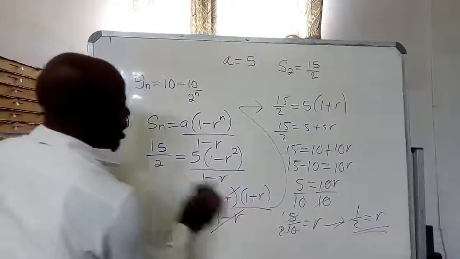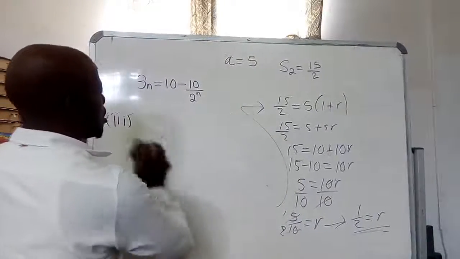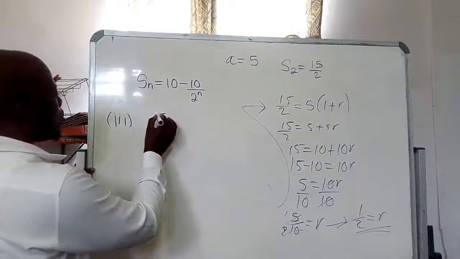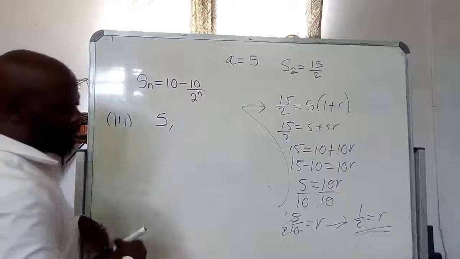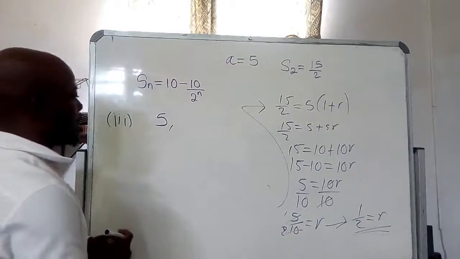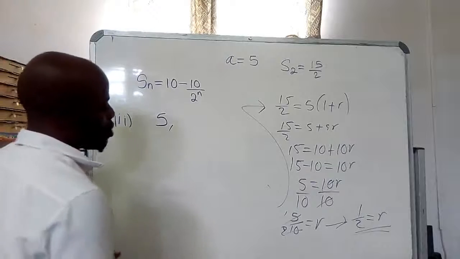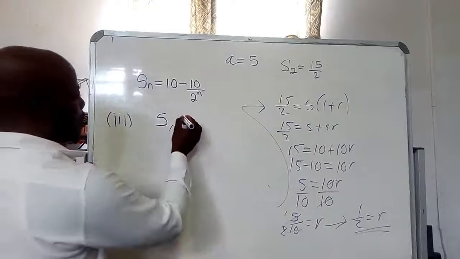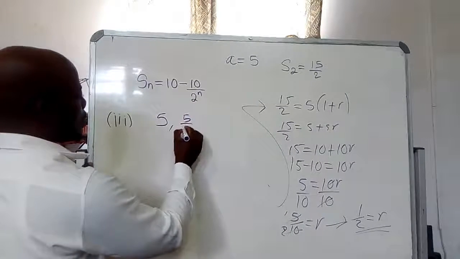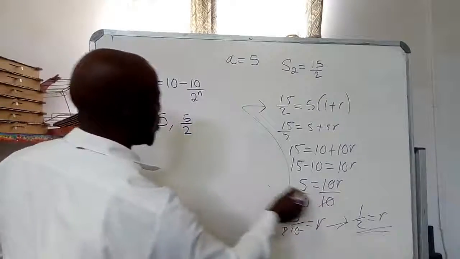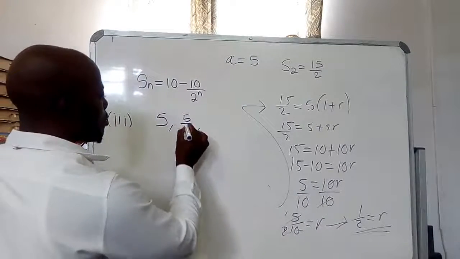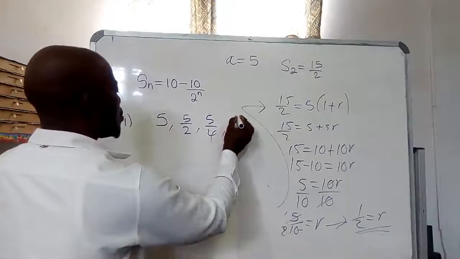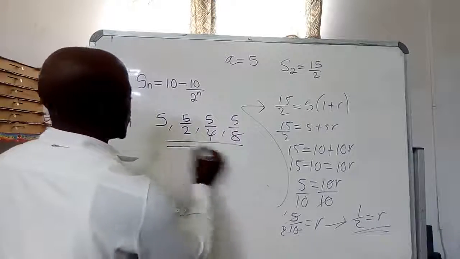Since we have found our R, at this point we are going to get our terms, starting with A, which is 5. You know that this is a geometric progression, and under geometric progression you need the common ratio, which is our R. We start multiplying by R: 5 times 1 over 2 is 5 over 2. Then 5 over 2 multiplied by 1 over 2 will be 5 over 4. Our next will be 5 over 8. So this is our answer. Thank you.